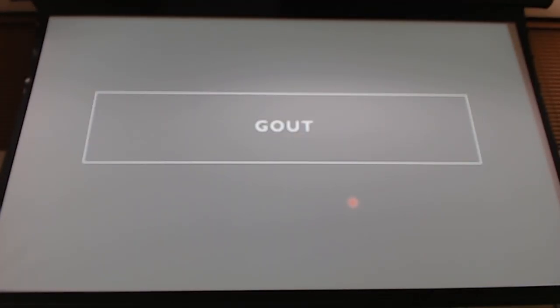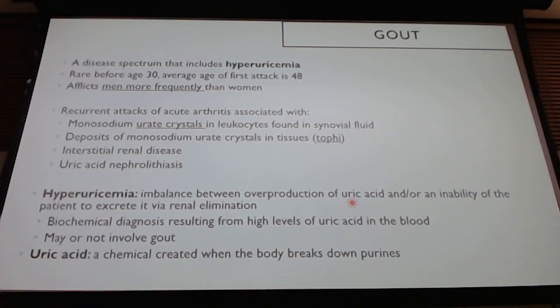Okay, gout. My grandma used to call it gouch. She's like, why do you call it gouch, Granny? She said, it hurt. So, okay, that works. So when I think about gout, it makes me think about my grandma.